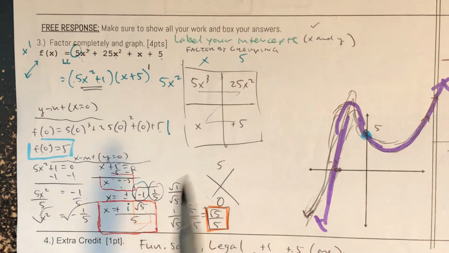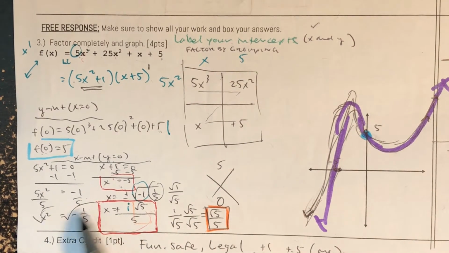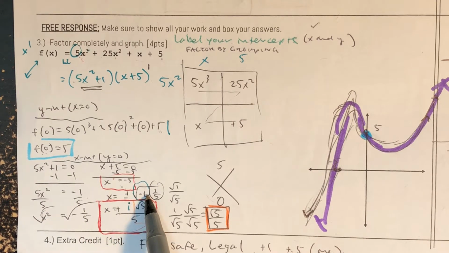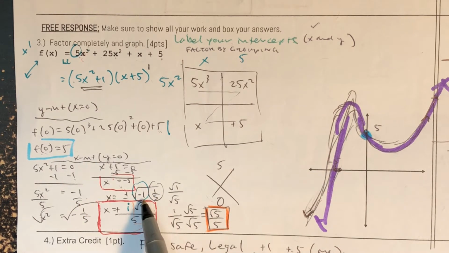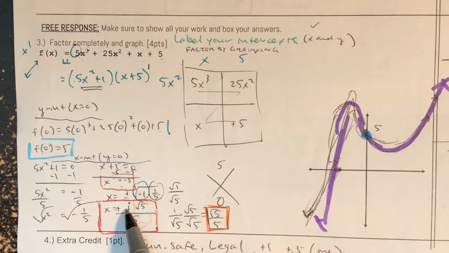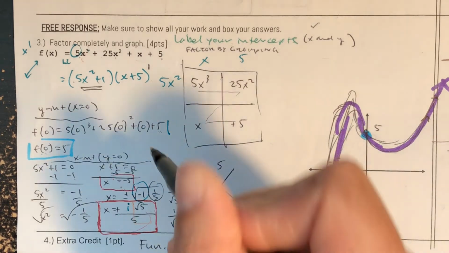So, it's going to be imaginary. So, x squared equals negative 1/5. And if I take the square root, I have x equals plus or minus negative 1 times the square root of 1/5. And then the square root of negative 1 is i.